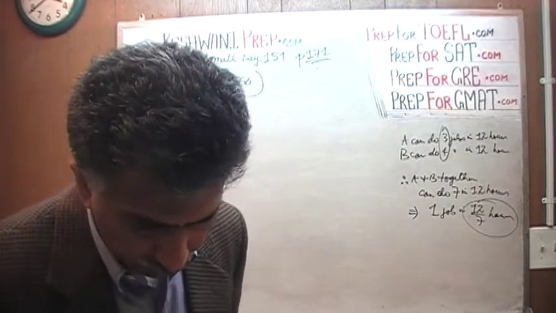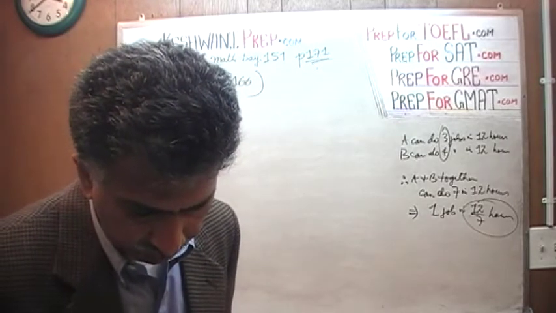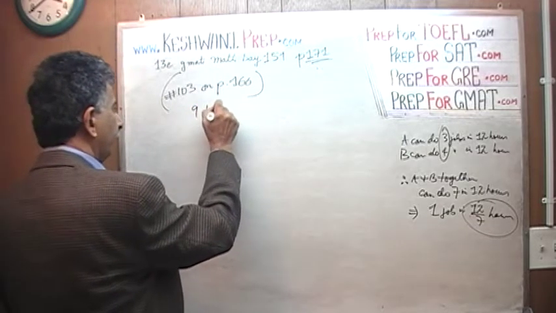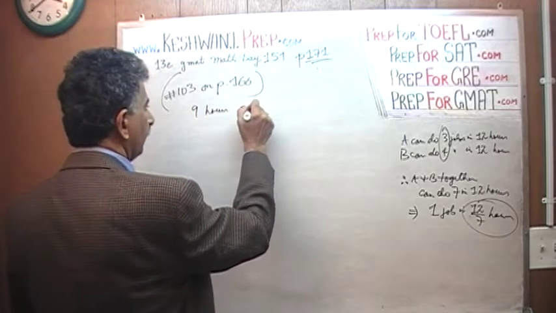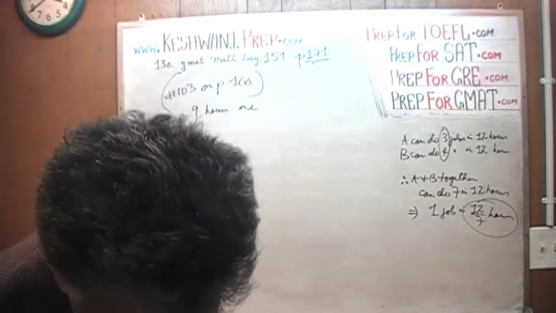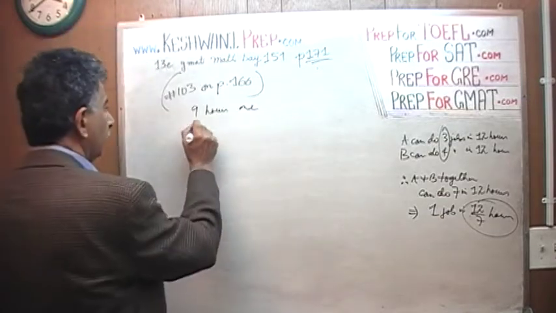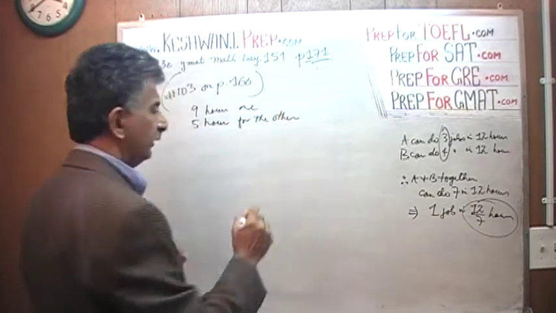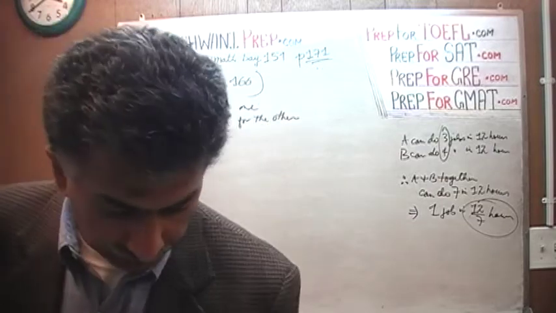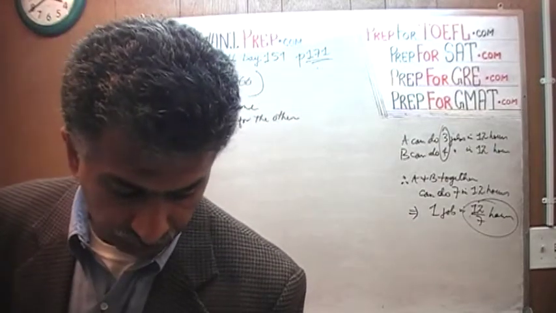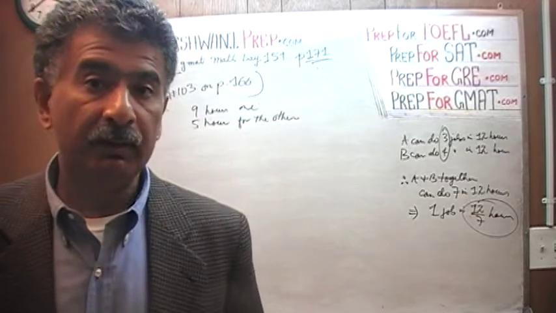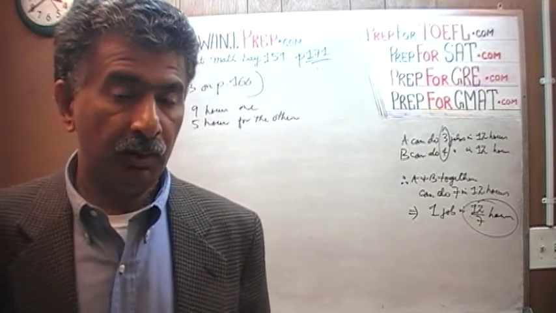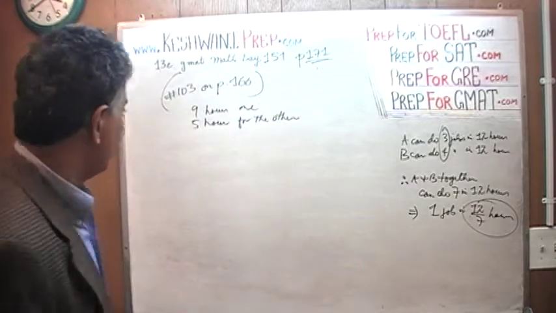It says the water from one outlet flowing at a constant rate fills the swimming pool in 9 hours. So one takes 9 hours, and the other one takes 5 hours. In other words, one can do the job in 9 hours, the other can do the job in 5 hours. The question is, if they were to work together, how long will it take them to finish the job? Well, that's very simple.